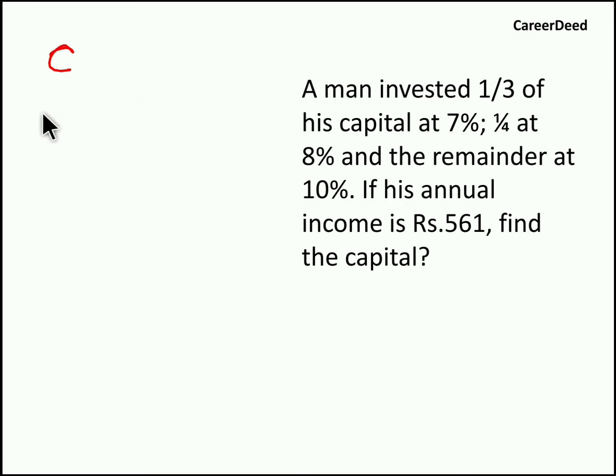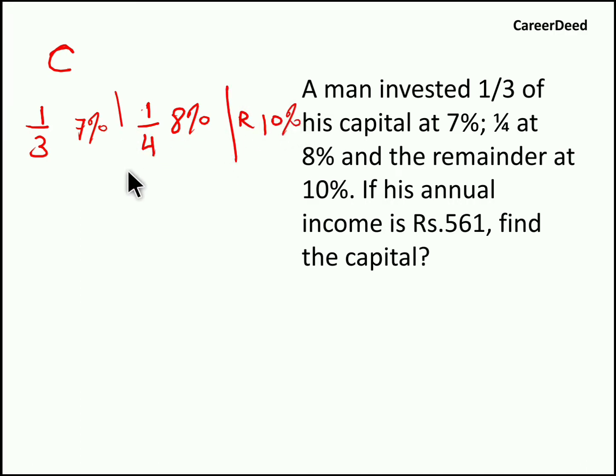So out of C, he invested 1/3 with the interest rate of 7%, and 1/4 at the interest rate of 8%, and the remainder at the rate of 10%. Let the remainder be R. Now assume any value, right? Let the capital be 100 rupees, or let the capital be 1 lakh rupees, or 1 rupee, or 0.5 rupees, whatever the value, you can easily find the total principal amount. For our convenience, we can take the LCM of this 1/3 and 1/4. So 3 and 4 LCM is 12. So let the capital be 1200 rupees.